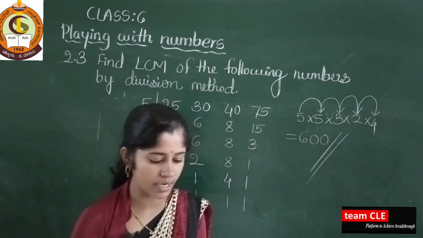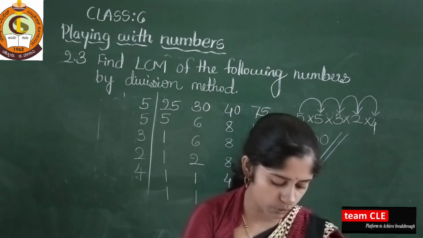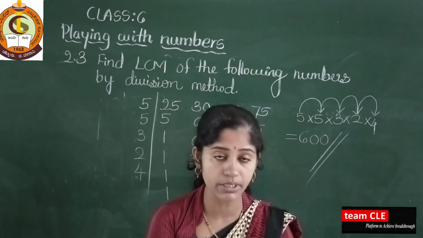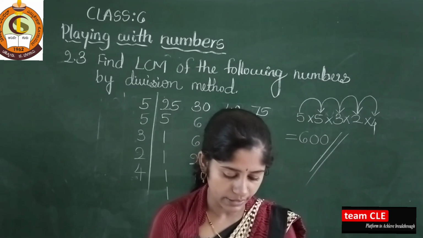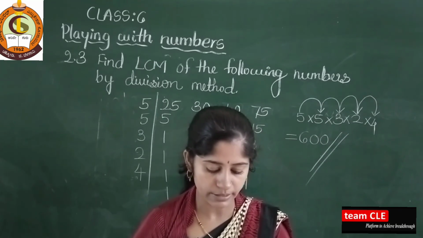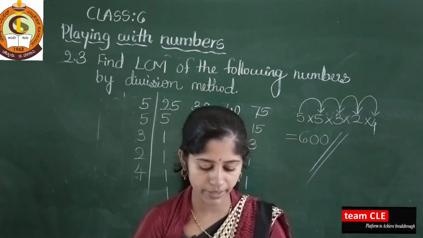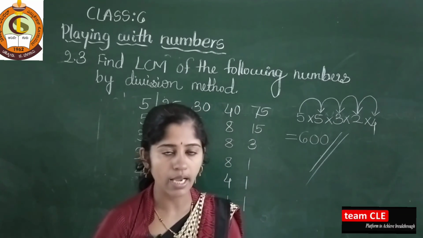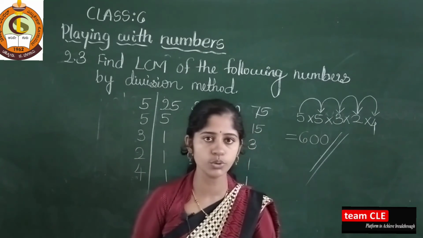Dear students, here I have solved exercise 2.3, question four: find the LCM of the following numbers by the division method. In the next class, I will discuss the relation between HCF and LCM of two natural numbers. I hope this class is clear to you. Thank you.